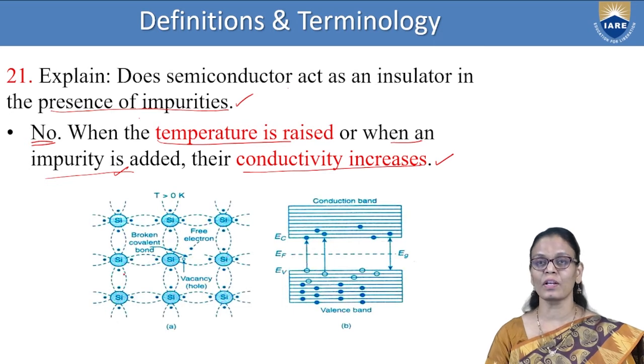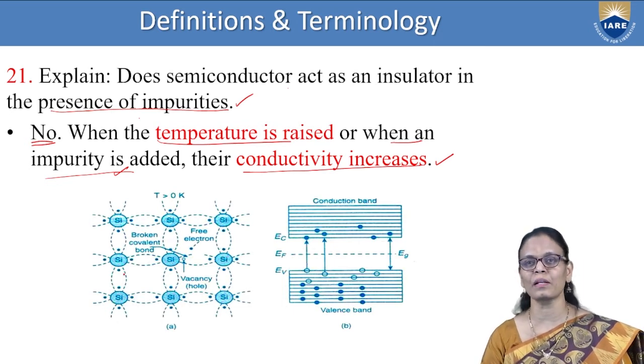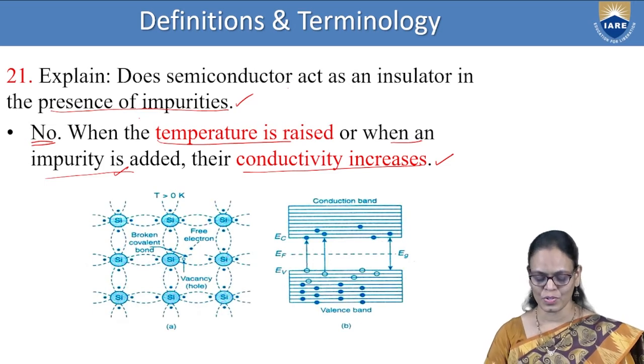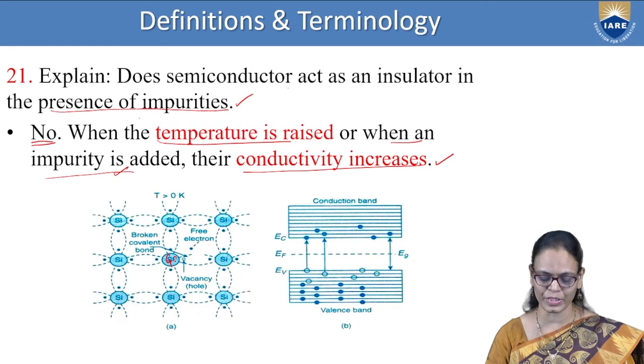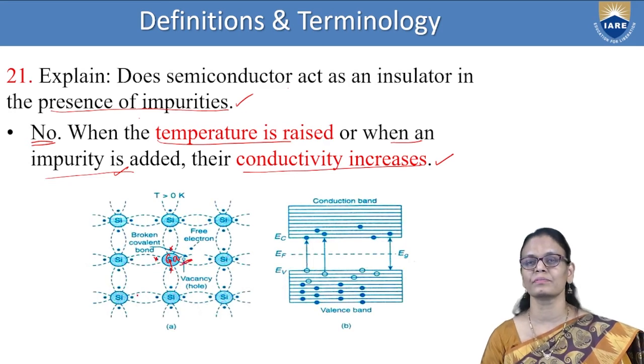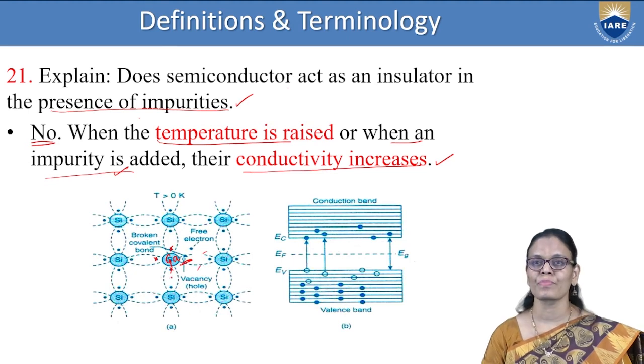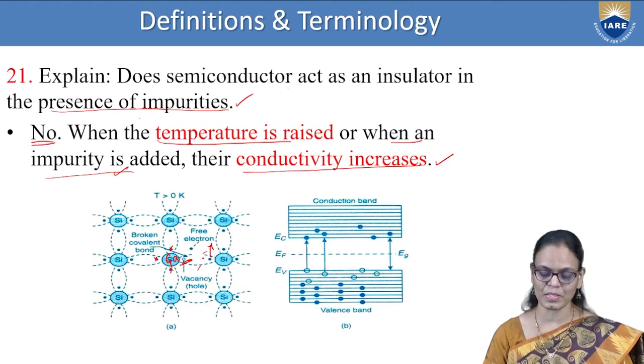We have already seen the process of doping. Doping is the process of adding an impurity. So to the silicon crystal, when the temperature is increased or if you add an impurity, suppose I add a trivalent impurity, gallium, which has only 3 electrons, then this is a hole. So this bond is broken. So this electron becomes free.